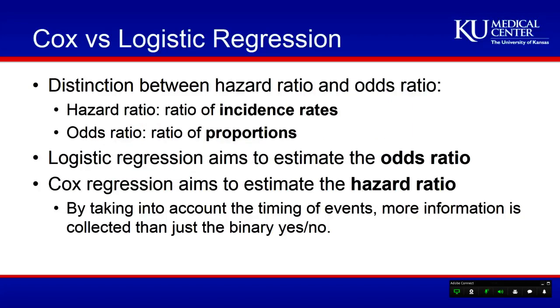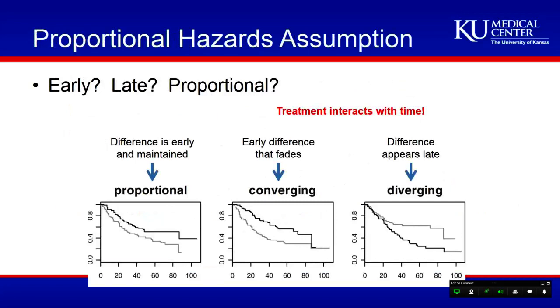So when we have a hazard ratio, it's very similar to an odds ratio. The hazard ratio is a ratio of incidence rates, in essence. It's kind of a simplification of it. The odds ratio is a ratio of proportions. Logistic regression aims to estimate the odds ratio. Cox regression estimates the hazard ratio. And again, because Cox regression takes into account whether or not the event is occurring, but also its timing, you actually get a more powerful look at the impact of an exposure or a treatment on a population if you're able to do that. One of the key assumptions of Cox regression has to do with proportional hazards.